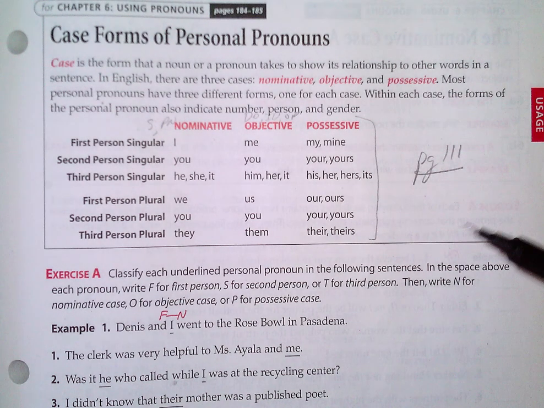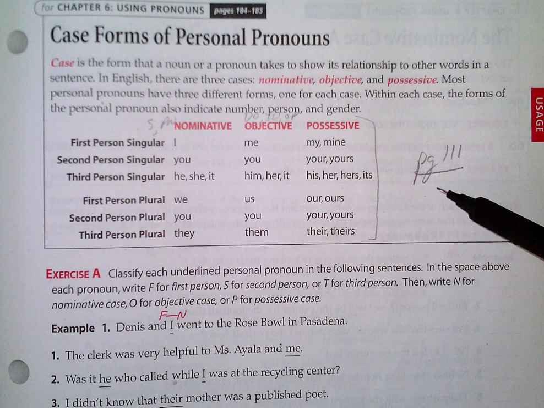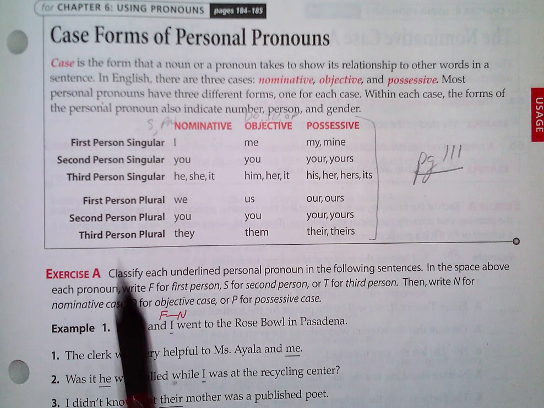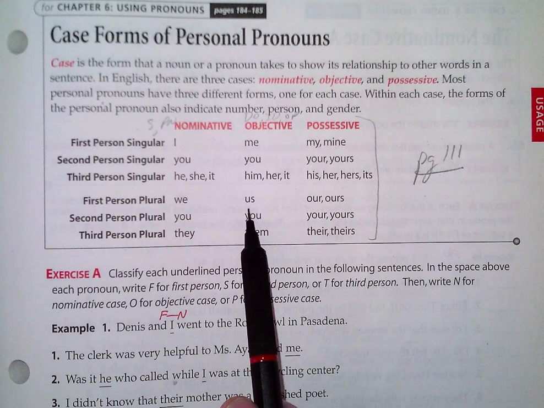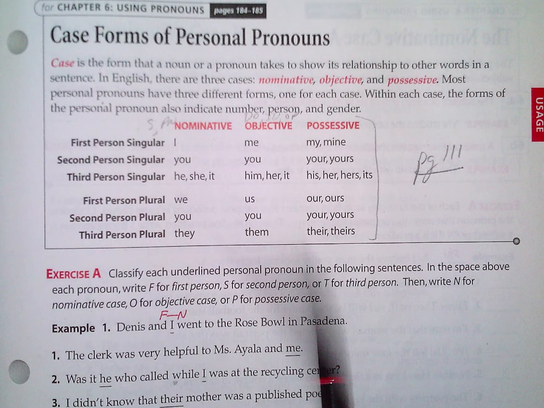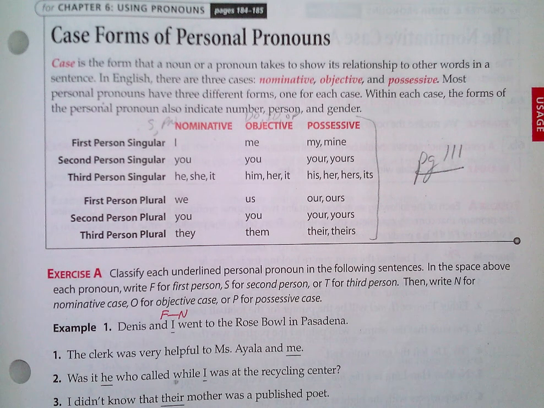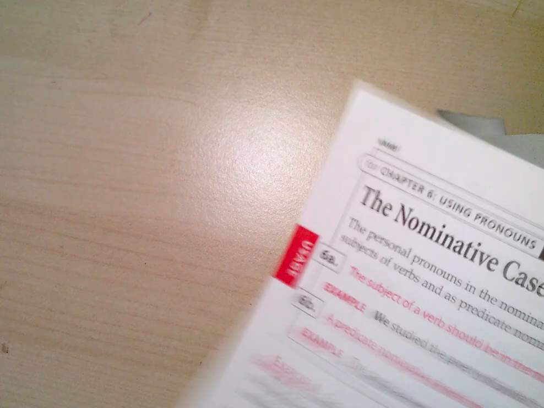So just so you know, whenever you're using your gum book, you can always flip back to page 111 if you're looking for first person plural objective. Well, it's there. Second person plural possessive? Well, it's there, right? You've always got this here as a resource. Now I'm going to go to the pages I actually assigned for you.